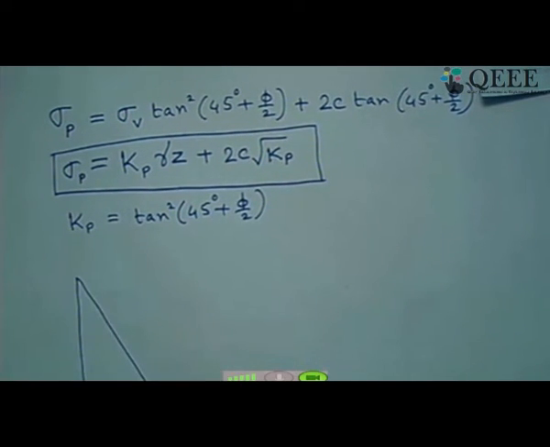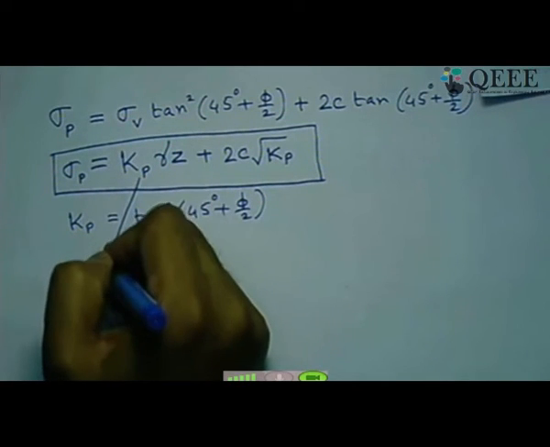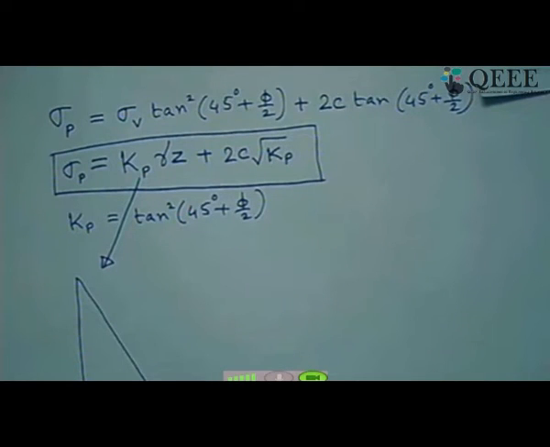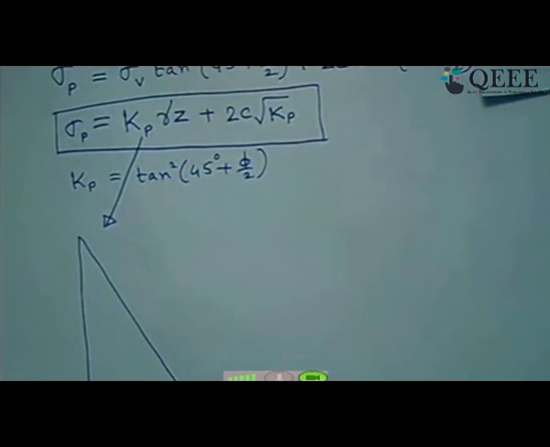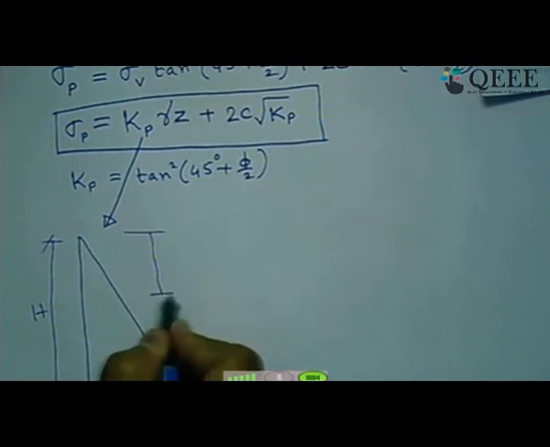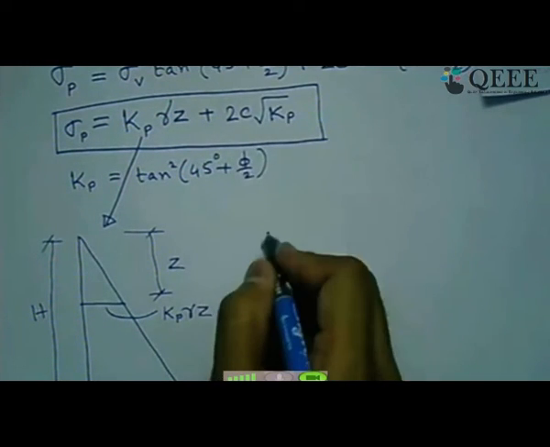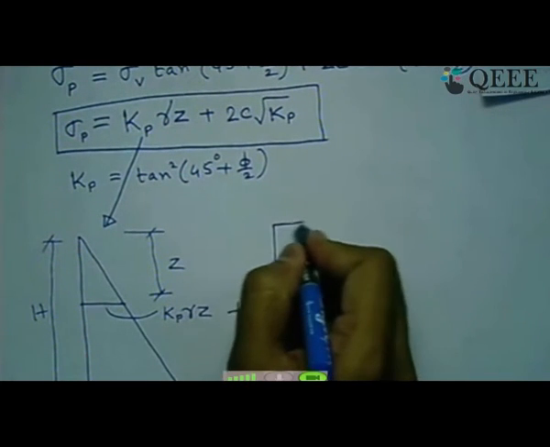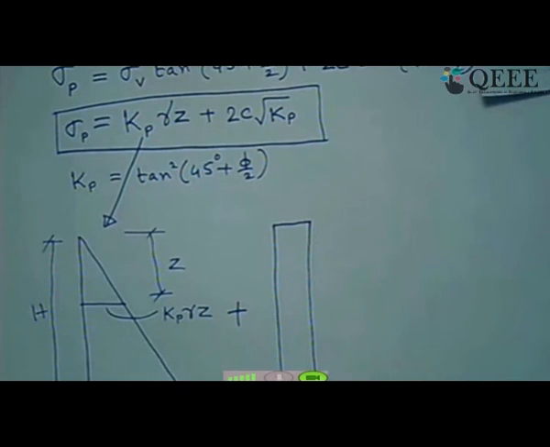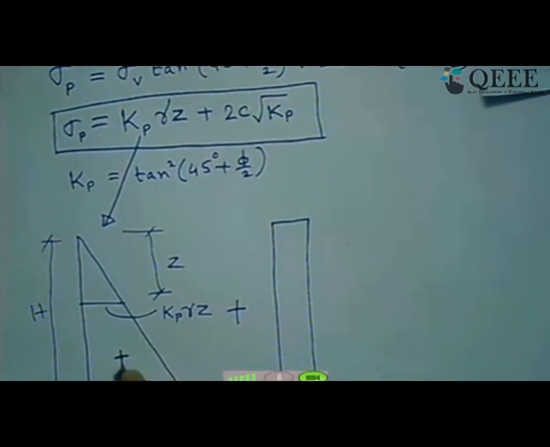The first one will be the triangular distribution. So this one is the triangular distribution. Here we will have the value of Kp gamma h, where h is the height of the wall. So at any depth of z, the value of this one will be Kp gamma z. So that you can calculate from here, plus this component which is not varying with respect to depth. So this is a constant, not varying with respect to depth. If I say this is positive, this is also positive here, unlike the active case. In the active case this was negative, but here it is positive.